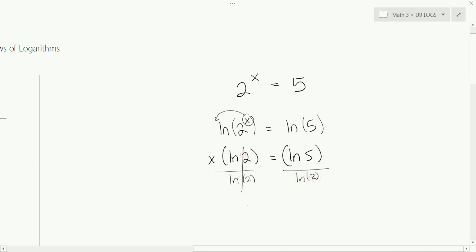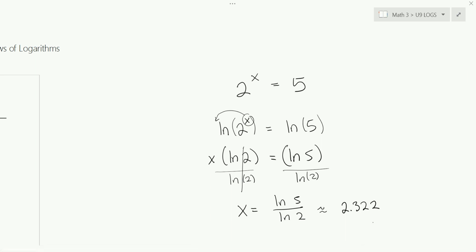And so we end up with x is equal to the natural log of 5 divided by the natural log of 2. And this is where your calculator comes in. You could type in natural log of 5 divided by the natural log of 2. And you get 2.32. We're going to round this to the thousandths place, so go out 3 decimal places: 2.322.